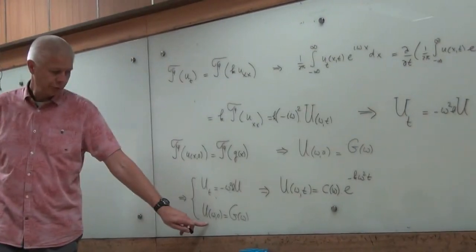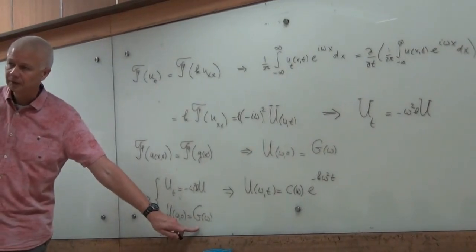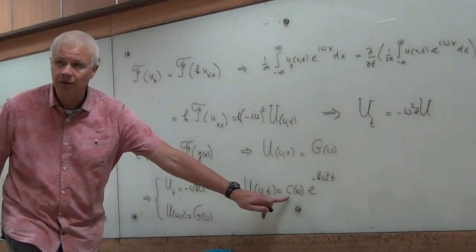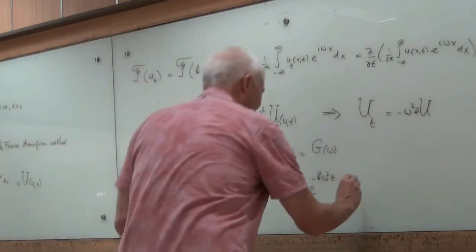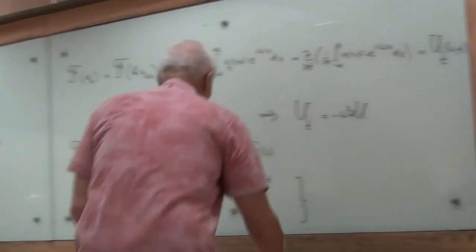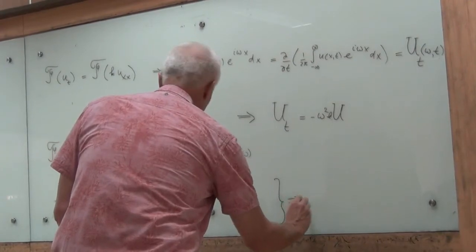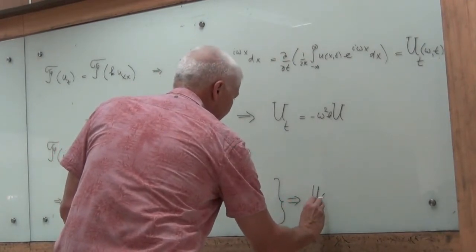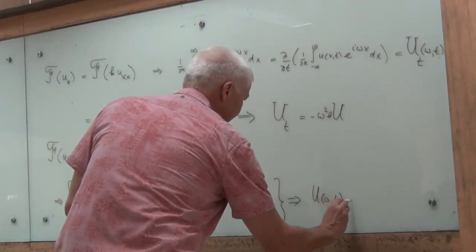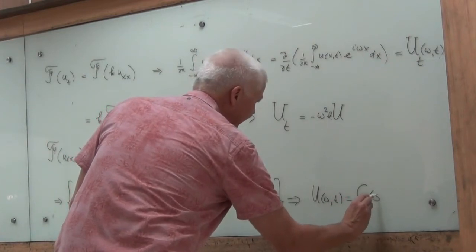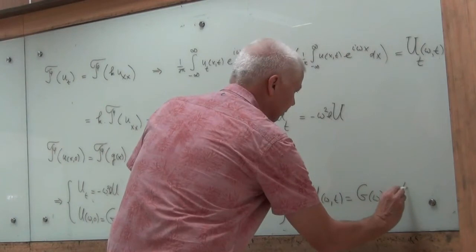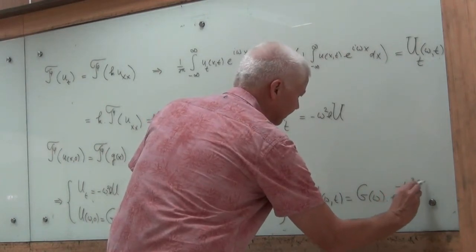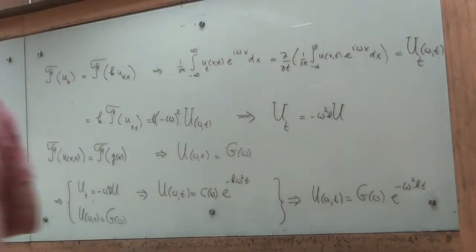Now at t equal to 0, your u should be equal to g. And then you can determine this arbitrary function C of omega. If you substitute t equal to 0, then you will find that u(omega, t) is equal to g(omega) times e to the power minus omega squared kt.